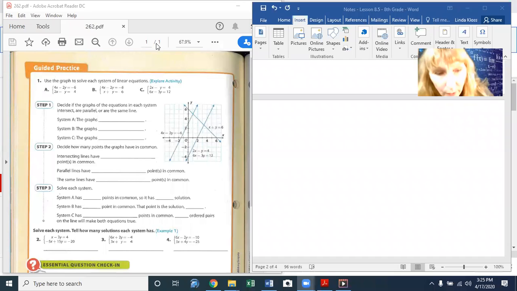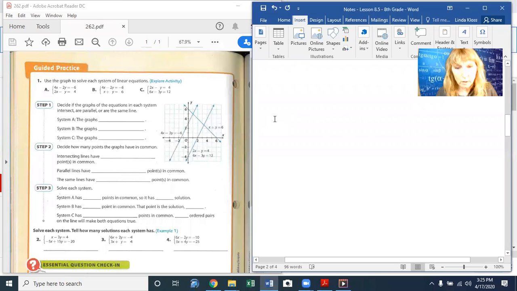Okay, this is guided practice, page 262. So if you need to pause the video to get there, go ahead. Then we're going to go over this page. Let's make a spot here.